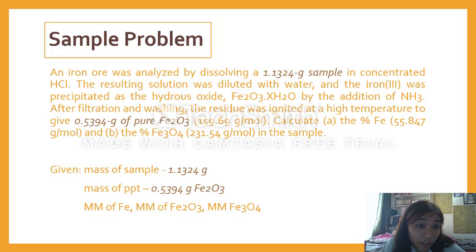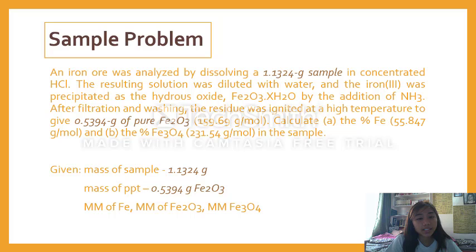We have an iron ore that was analyzed by dissolving a 1.1324 gram sample in concentrated HCl. The resulting solution was diluted with water, and the iron 3 was precipitated as the hydrous oxide by the addition of NH3, ammonia. After filtration and washing, the residue was ignited at a high temperature to give 0.5394 grams of pure Fe2O3. Calculate A, the percent Fe, and B, the percent Fe3O4 in the sample.